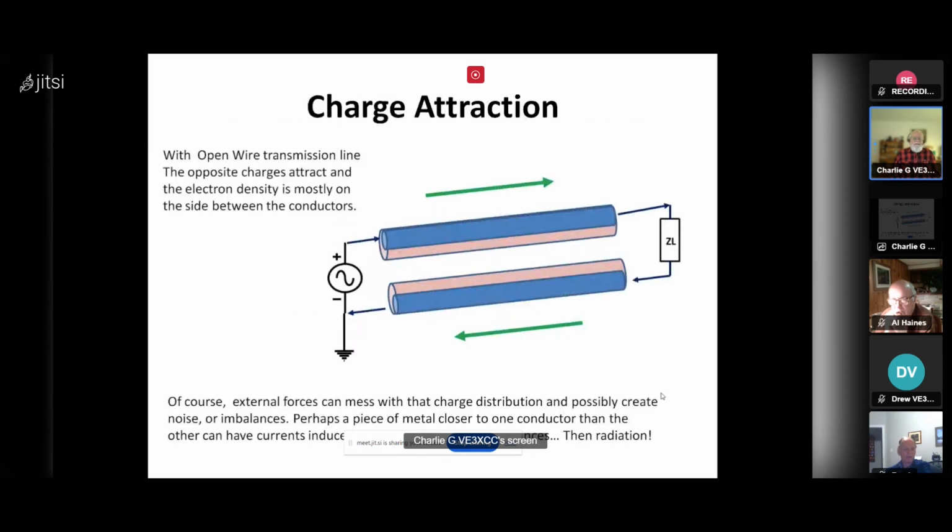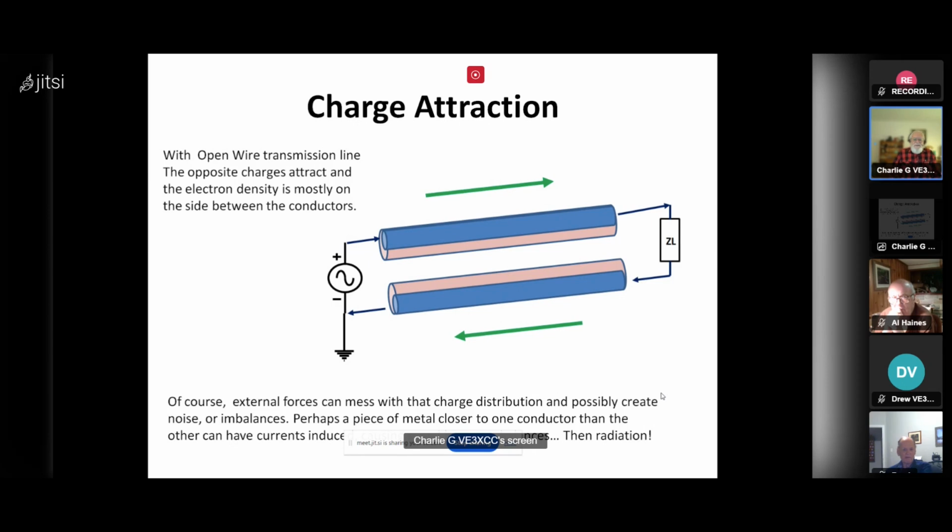Having said that, if you look a little more closely and start thinking about the skin effect with open wire transmission line, those opposite charges attract, and the electron density is mostly on the side between the conductors, actually. External forces can change that charge distribution. If there's a magnetic field or a chunk of metal or something, it might push the flow to the other side of the conductor in that particular area.